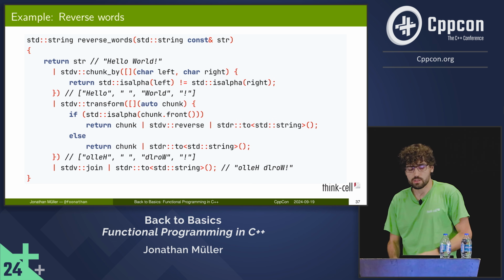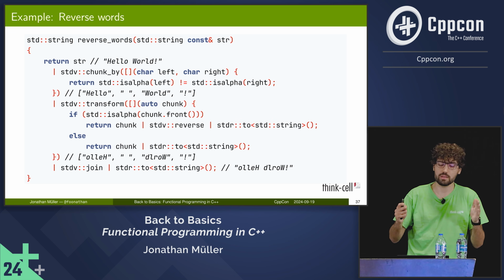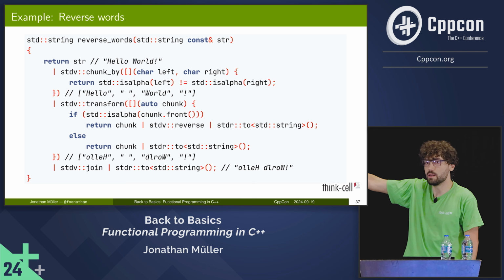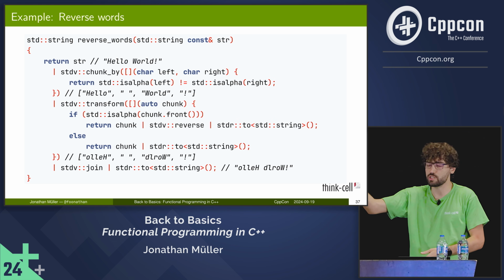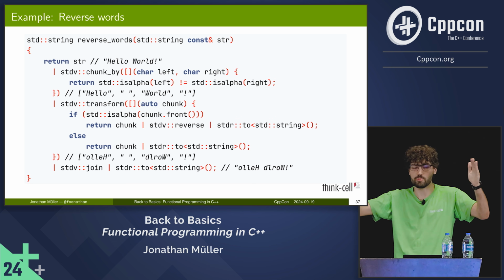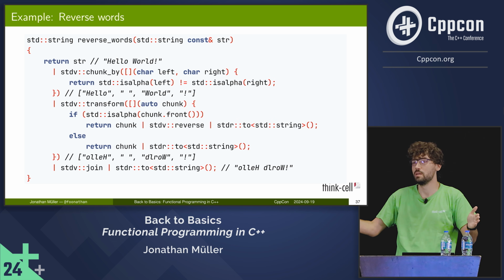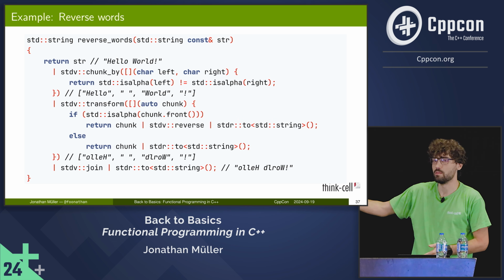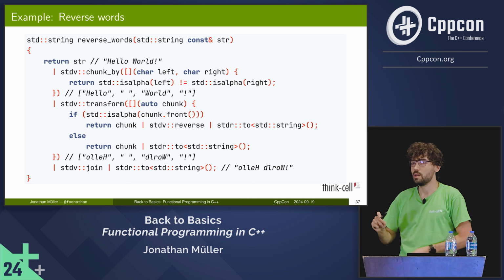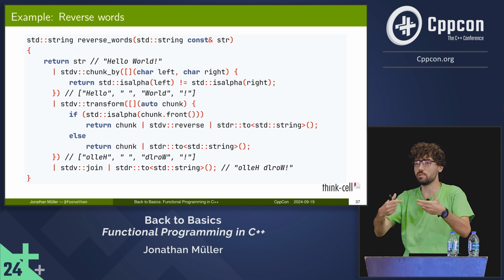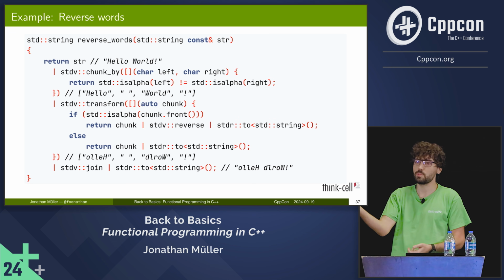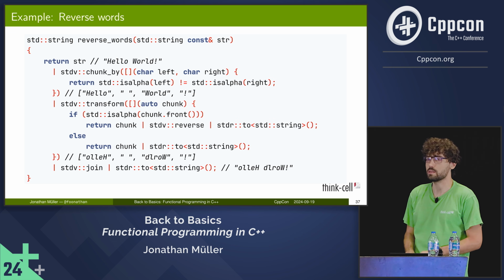Yeah. So std view join is the result of this entire pipeline, which is a very complicated range adapter. It's a join view of a transform view of a chunk view of a string or whatever. This is a really weird type, and we just want a string. So by calling to, we take our range and convert that into the specified container. It will iterate over the range and call push_back on a string to eagerly compute all the things.